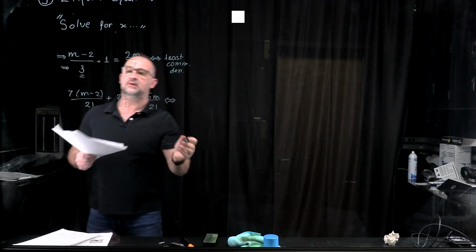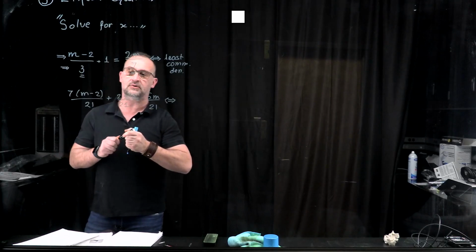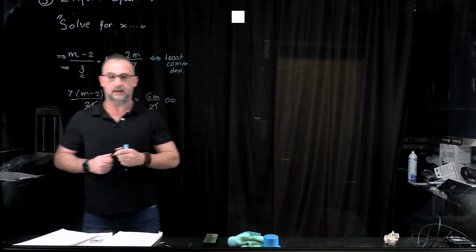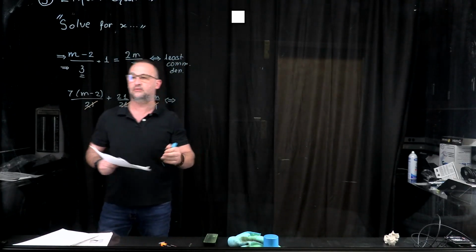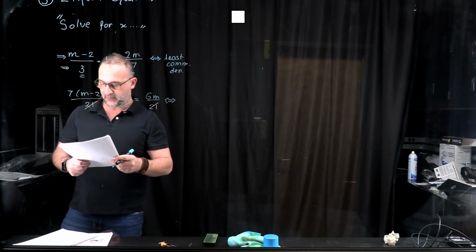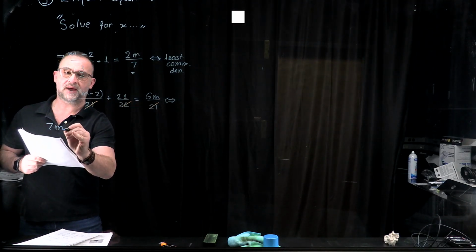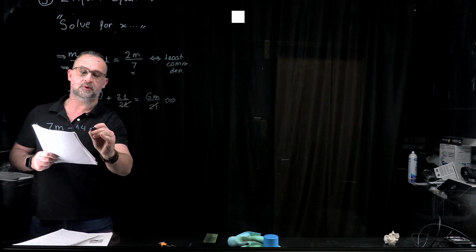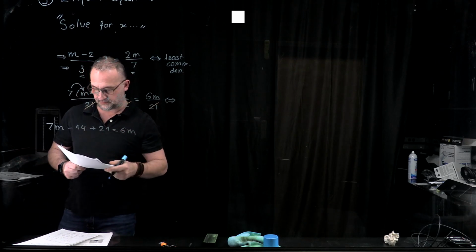our equation. Essentially, we no longer need the fractions here, because 21 can easily cancel out. Therefore, our expression becomes 7 times (m minus 2), distributive, so 7m minus 14, plus 21 equals 6m.